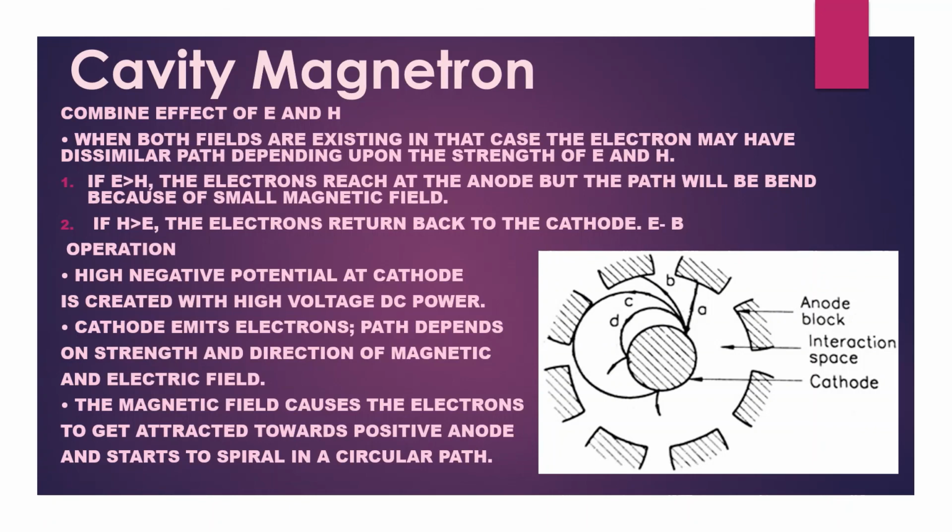Okay, so high negative potential at cathode is created with a high voltage DC power. The cathode emits electrons. Path depends on strength and direction of magnetic field and electric field. The magnetic field causes the electrons to get attracted towards the positive anode and start to spiral in a circular path. So what you can see is there will be both velocity modulation as well as current modulation, which will be produced in the circuit of cavity magnetron, and therefore a high power, microwave frequency RF output will be produced at the output.